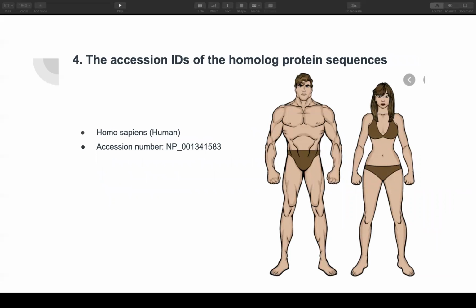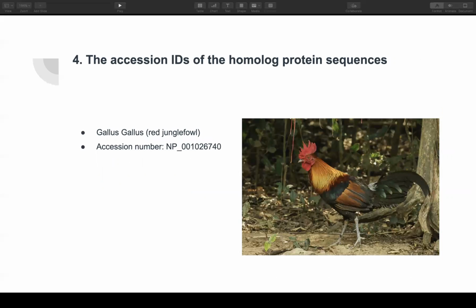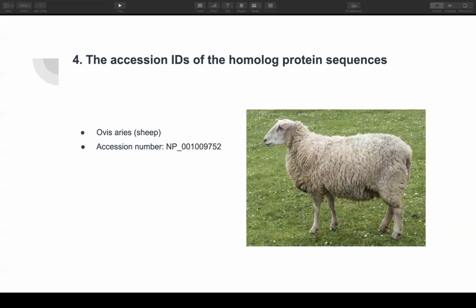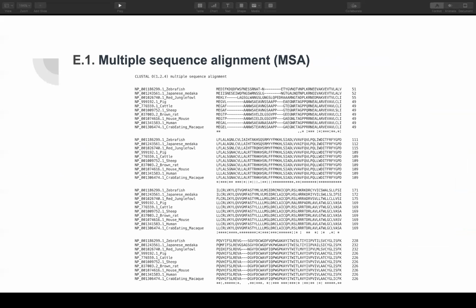And here are some accession IDs of some species that I'm going to put in the MSA. So here human, here cattle, brown rat, house mouse, red junglefowl, crab-eating macaque, pig, sheep, zebrafish, Japanese medaka, and here the multiple sequence alignment of the FASTA file of the previous species.